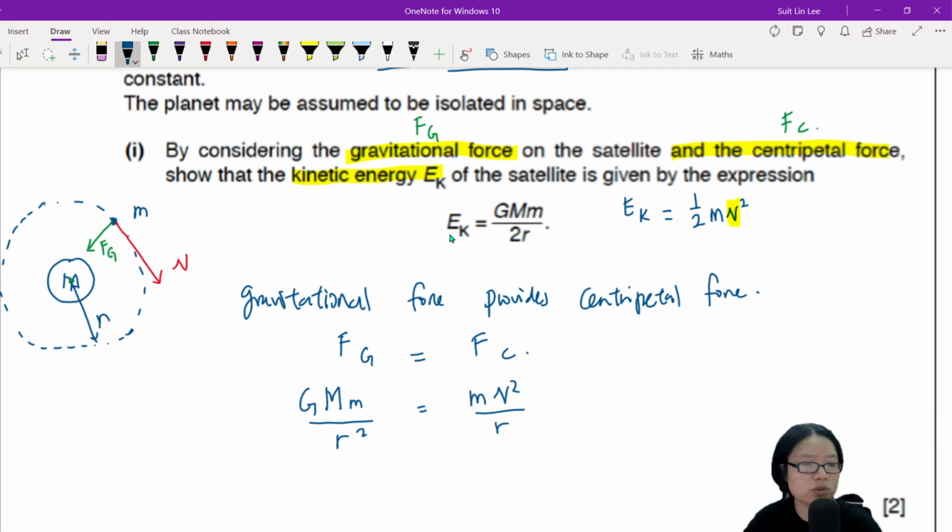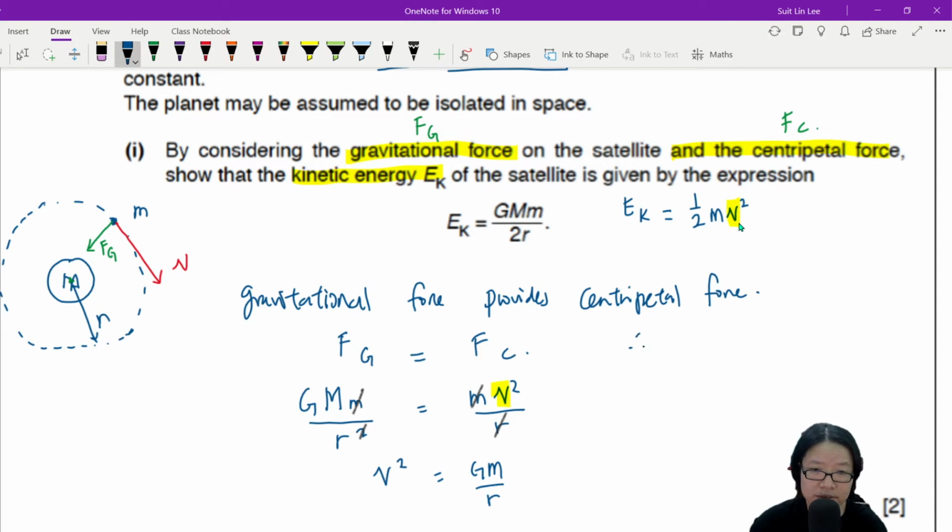Why did we never use mr omega squared? Because I want to substitute v, and the v is here. So I rearrange and simplify this equation, and I should be able to find v. We can cancel off the mass of the satellite, because the satellite is the one that is moving in orbit. And then we can cancel away one of the R. So the only thing I have left here is v squared is equal to GM over R.